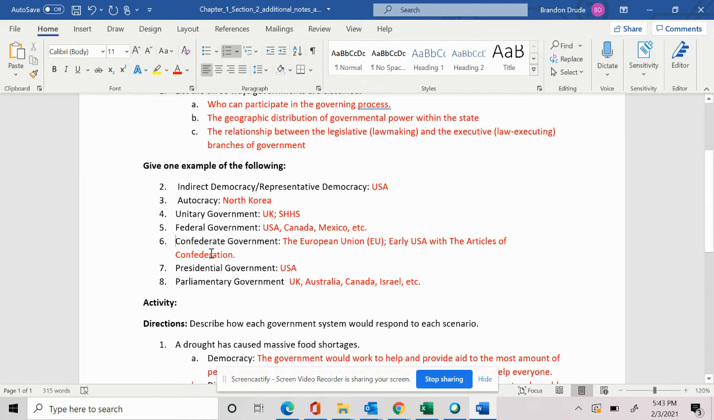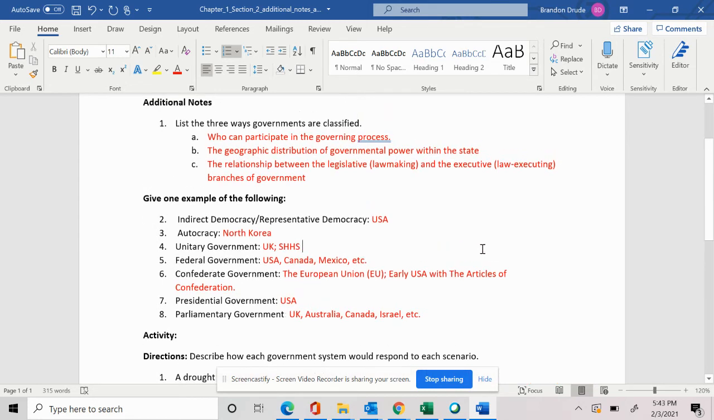Remember, confederacy is when the local governments control the central government because they have all the power. The individual local governments, in the case of the EU, Germany or France would be a good example. The United States also used to be a confederacy back under the Articles of Confederation. The Articles of Confederation was our first attempt at a government. That was before the Constitution, and we'll learn a bit more about that in chapter 2, but that was what we started off with.